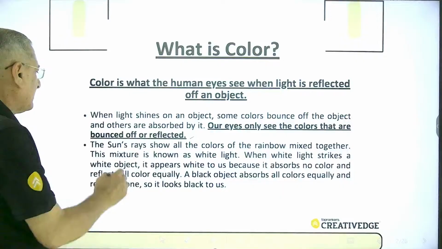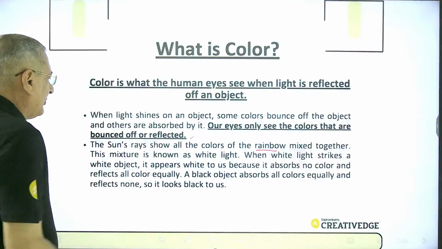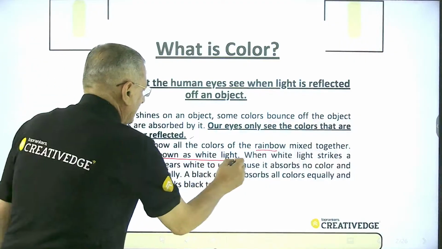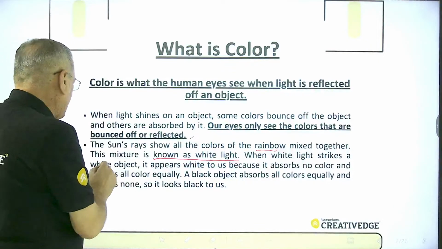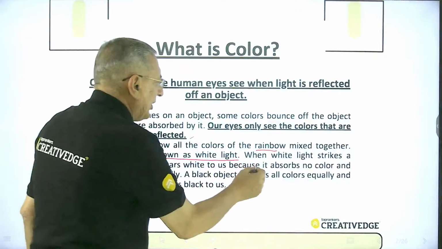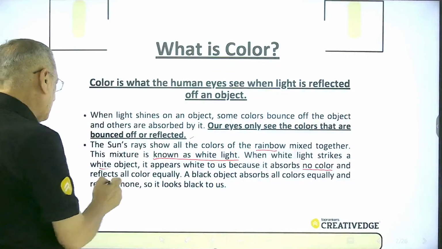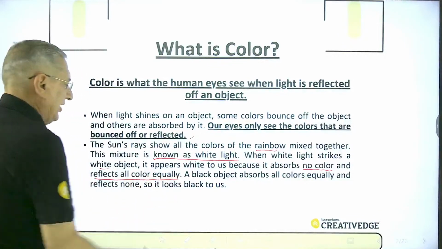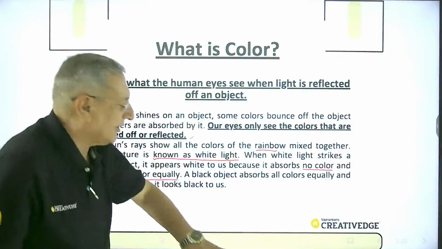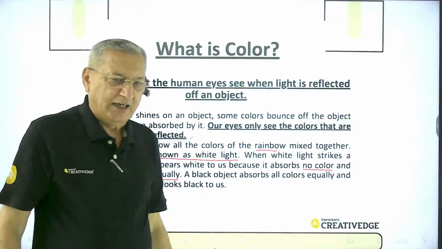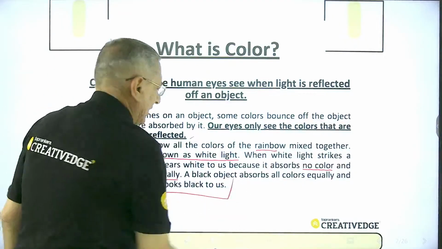Friends, the sun rays show all the colors of the rainbow mixed together. This mixture is known as white light. When white light strikes a white object, it appears white to us because it absorbs no color and reflects all the colors equally. A black object, on the other hand, absorbs all the colors equally, like the one I'm wearing right now, and reflects none. So it looks black to us.